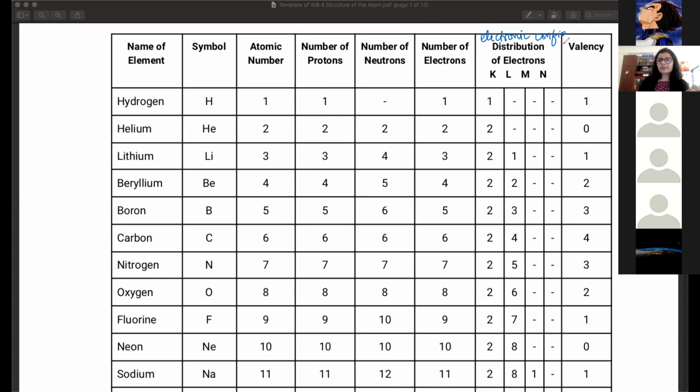Ma'am, for neutrons, I forgot, ma'am. How do we know what? I forgot how to. No issues. What is atomic number? Atomic number is the. Where does atomic number come from? What does this number represent?